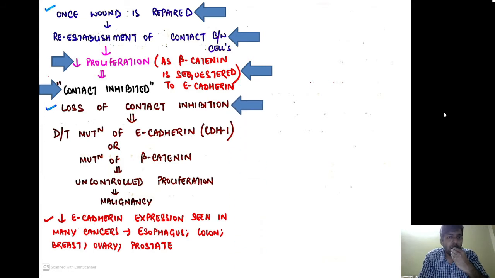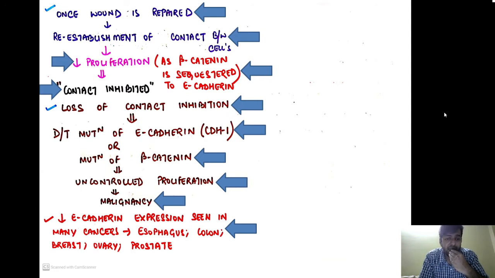So when is there a loss of contact inhibition? Because of mutation of E-cadherin, also called the CDH1 gene. Suppose there is a mutation of E-cadherin or there is a mutation of beta-catenin. The end result is that E-cadherin no longer can sequester the beta-catenin, and that will lead to an increased amount of beta-catenin being free and translocating into the nucleus, leading to uncontrolled proliferation and ultimately causing malignancy. Remember, reduced E-cadherin expression is seen in many cancers, for example, cancers of the esophagus, colon, breast, ovary, and prostate.